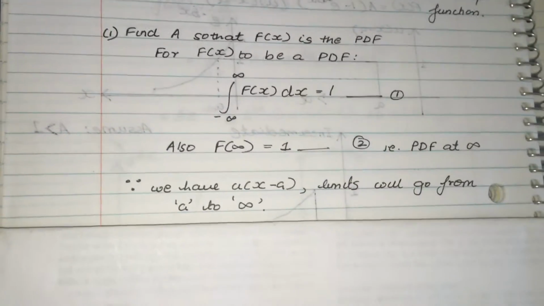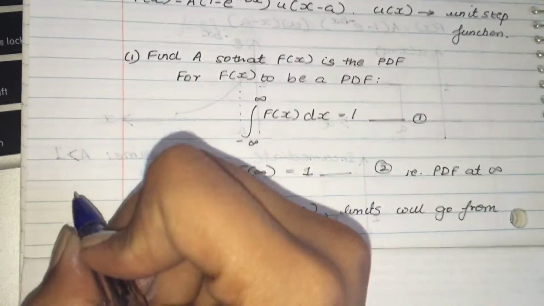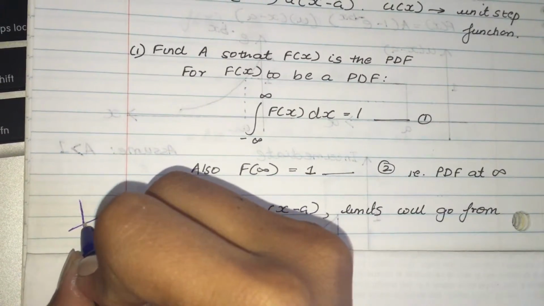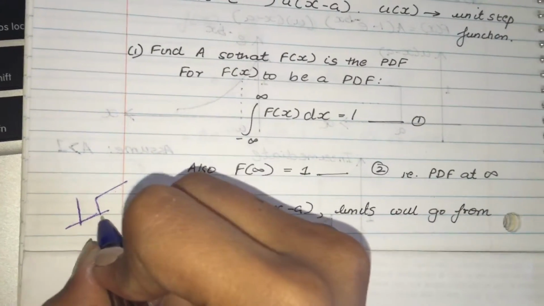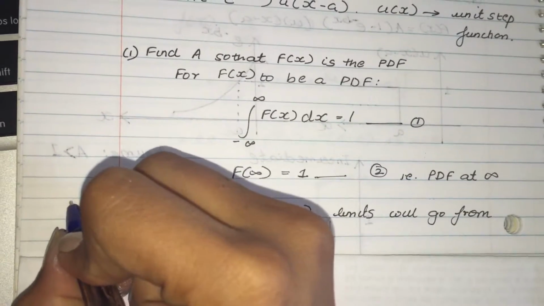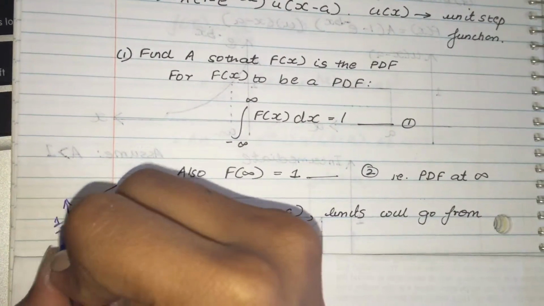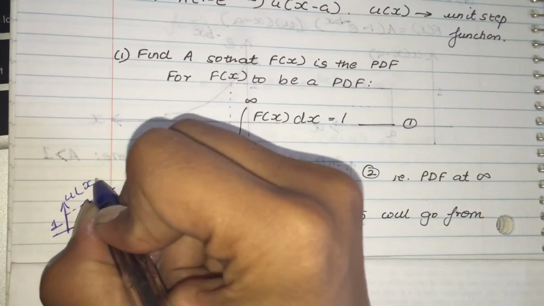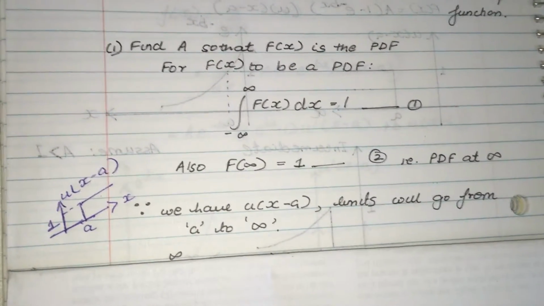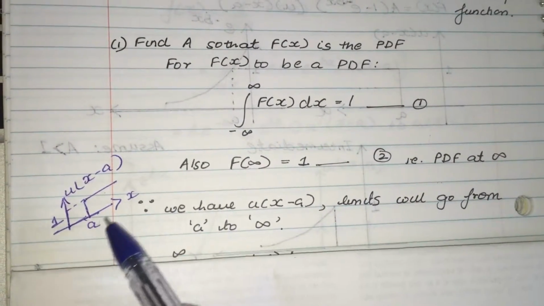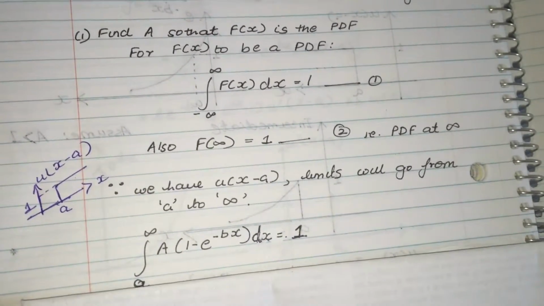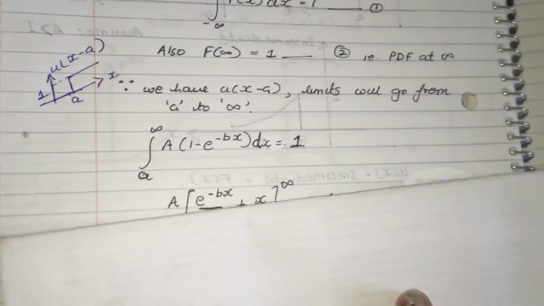U of x minus a is basically a unit step function, so it will look something like this, this being a, this being the x-axis, this being 1, and this is u of x minus a. So this is what a unit step function will look like. Therefore, our limits will go from a to infinity.